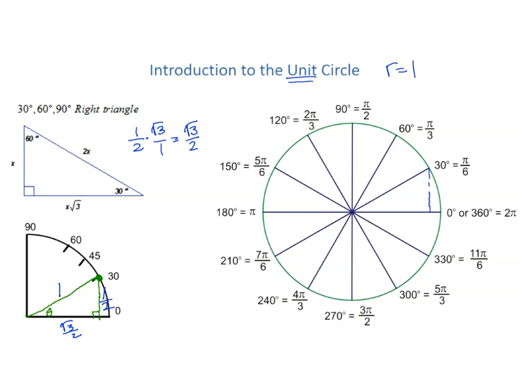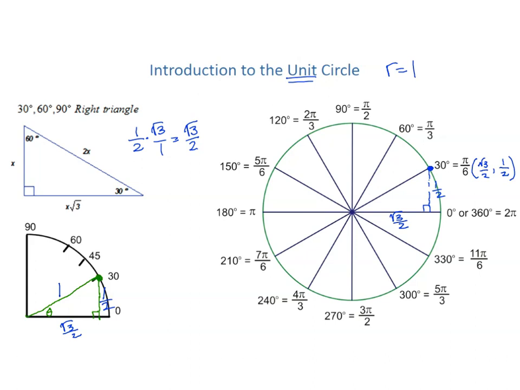So that means that if I fill this triangle in, I know that my long leg here is root 3 over 2, and my short leg is 1/2. So in order to plot this point right here, I would have to go over root 3 over 2 and up a half. So that would be over root 3 over 2 and up a half, right? So now let's look at the other.